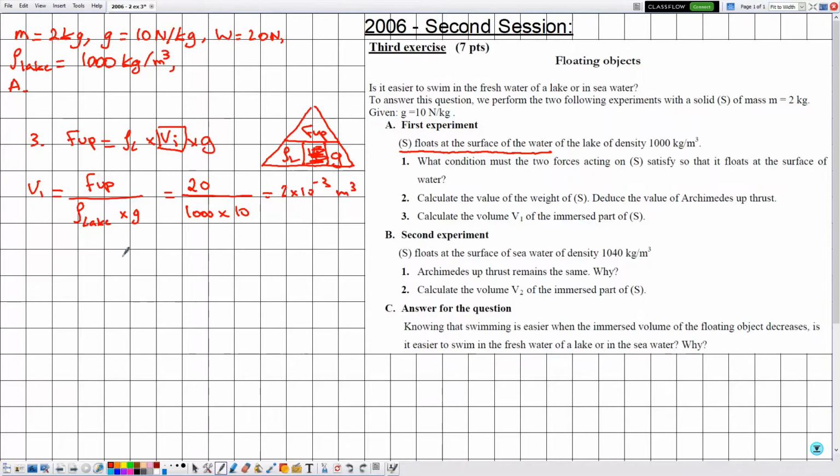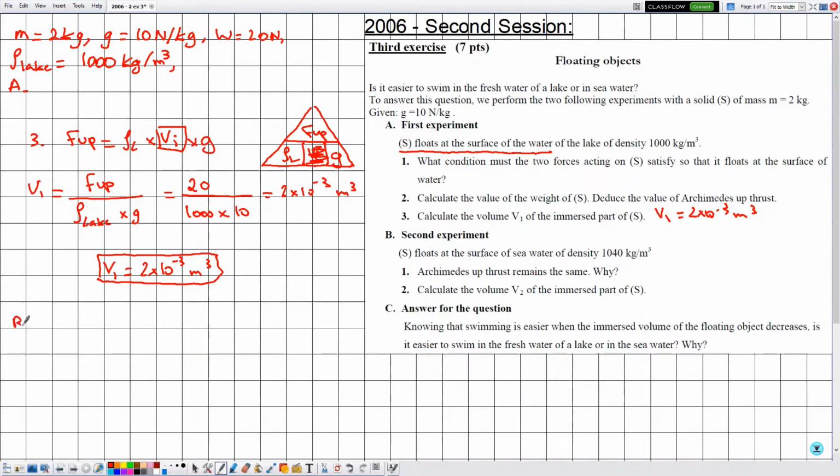Then the volume V1, when the solid S is immersed in the water of the lake, is given by 2 times 10 to the power minus 3 meter cube. And let me write here that the volume of the immersed part is given by 2 times 10 to the power minus 3 meter cube.